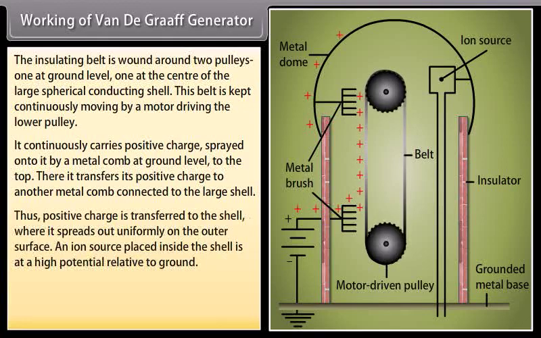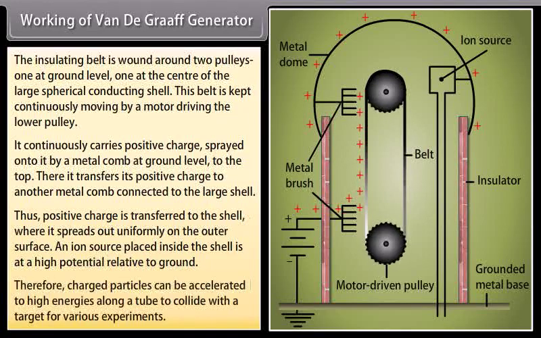Thus, positive charge is transferred to the shell, where it spreads out uniformly on the outer surface. An ion source placed inside the shell is at a high potential relative to ground. Therefore, charged particles can be accelerated to high energies along a tube to collide with a target for various experiments.